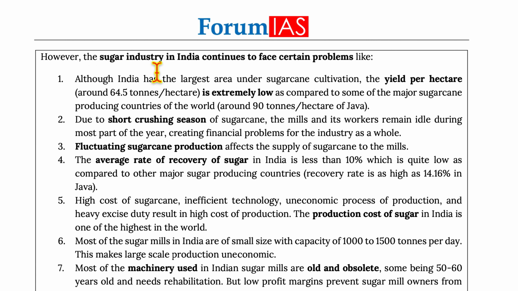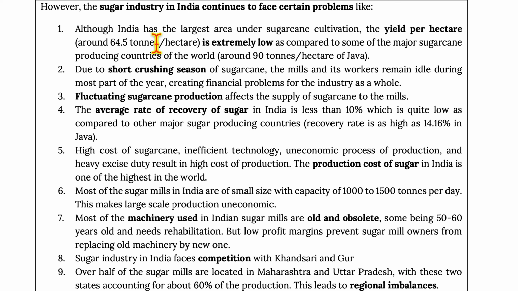However, the sugar industry in India continues to face certain problems. Although India has the largest area under cultivation, yet the yield per hectare, which is around 65.5 tons per hectare, is extremely low as compared to some of the major sugarcane producing countries of the world, which is around 90 tons per hectare in case of Java. Now, due to short crushing season of sugarcane, the mills and its workers remain idle during most part of the year, creating financial problems for the industry as a whole.